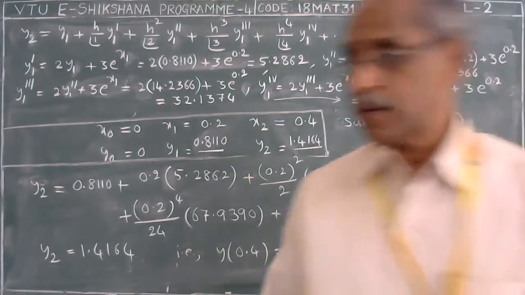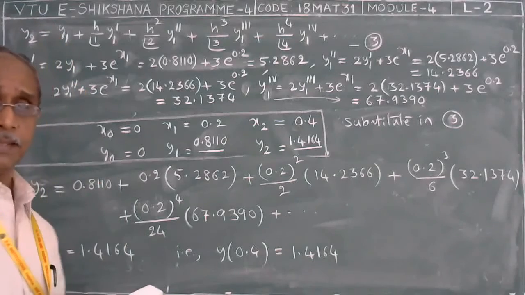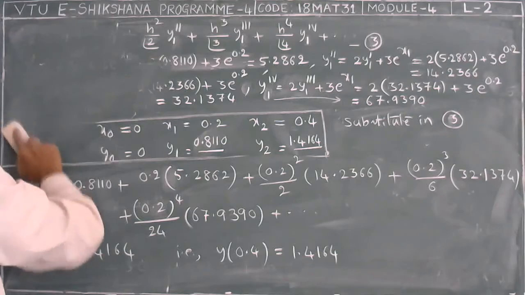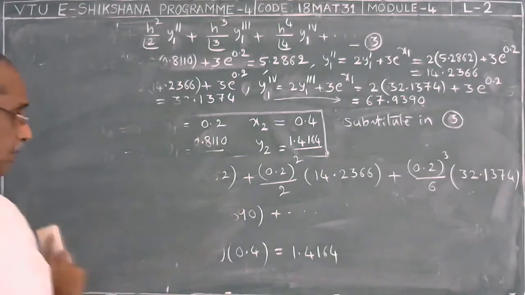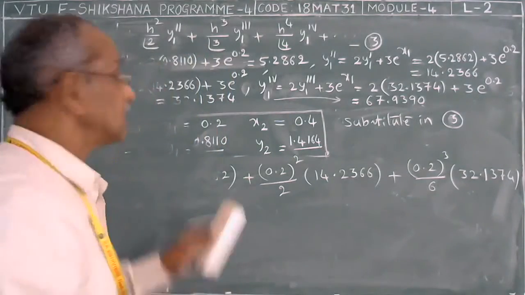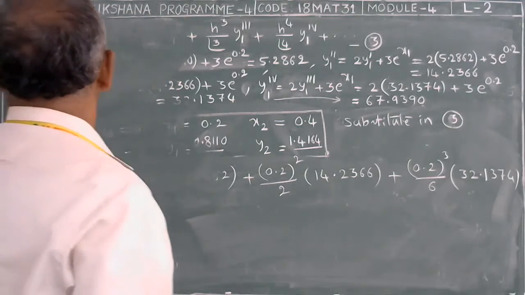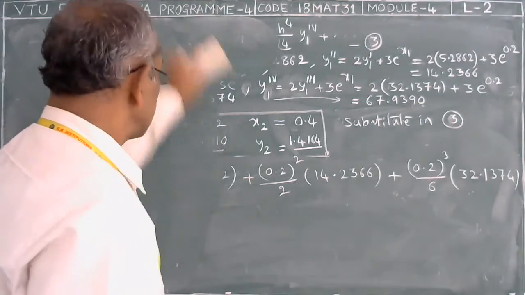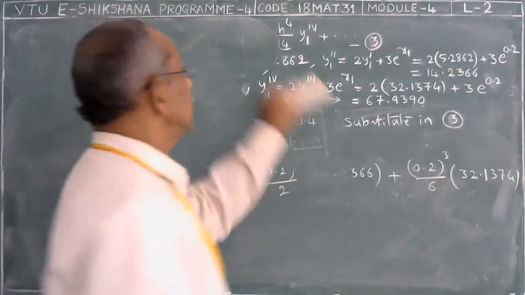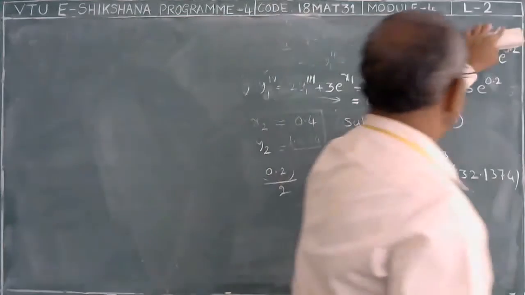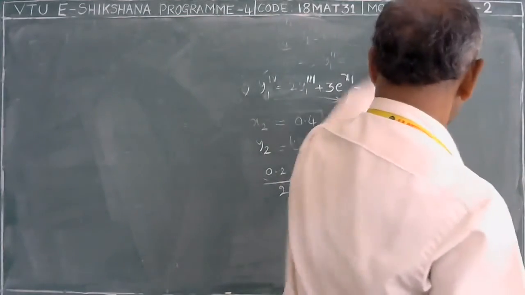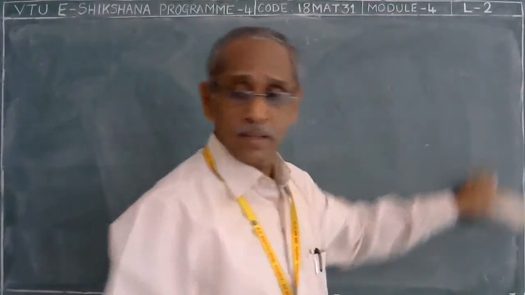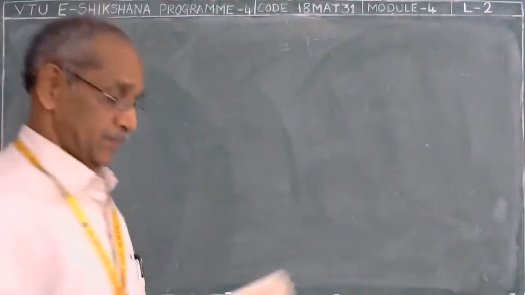Okay. Now let me consider the next single step method, namely modified Euler's method. Now before we take up modified Euler's method, let us first understand what is the Euler's method. Of course, modified Euler's method is an improvement made over Euler's method.